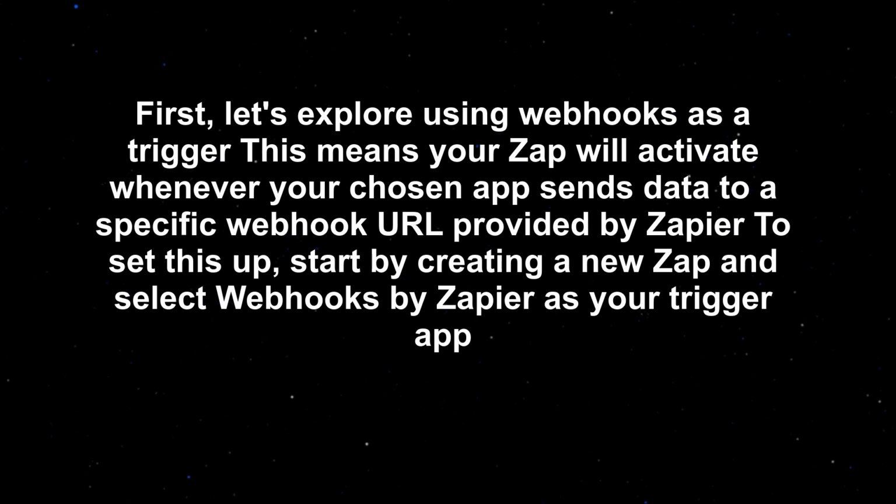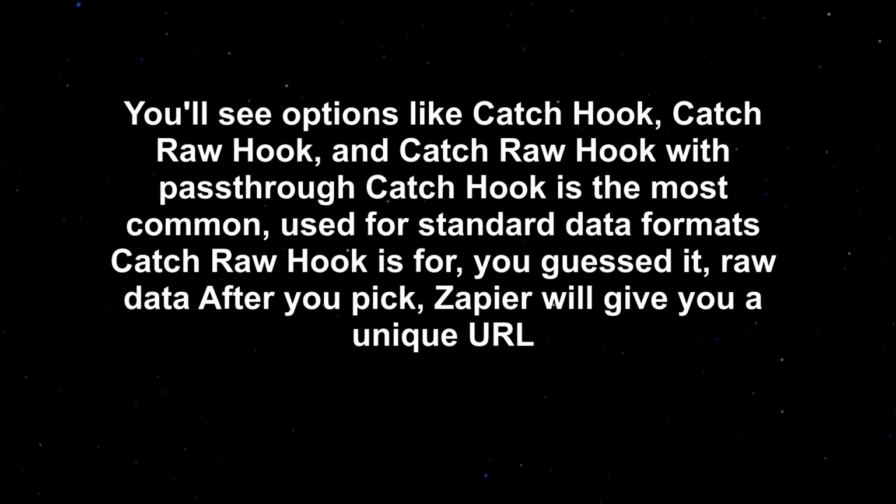This means your Zap will activate whenever your chosen app sends data to a specific webhook URL provided by Zapier. To set this up, start by creating a new Zap and select Webhooks by Zapier as your trigger app. You'll see options like Catch Hook, Catch Raw Hook, and Catch Raw Hook with pass-through. Catch Hook is the most common, used for standard data formats.